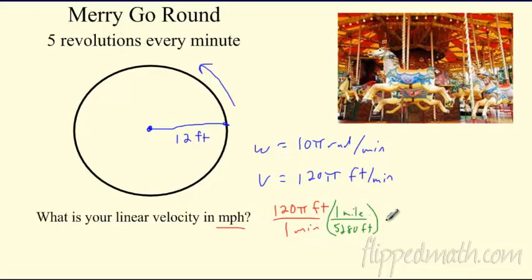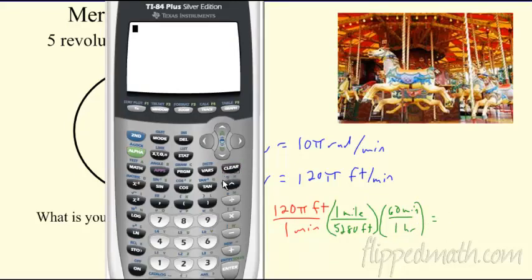And minute, I want to take minute to hour, so 60 minutes on top will give me 1 hour. So really, how fast is Mr. Sullivan going on the carousel? He's going 120, and I'm definitely going to go decimal now. I'm just going to use the pi button.